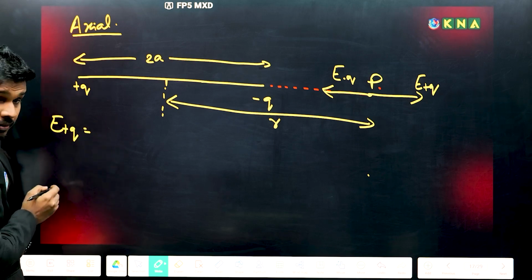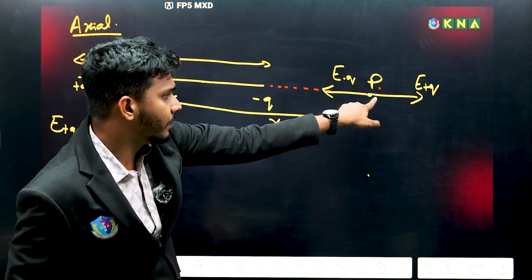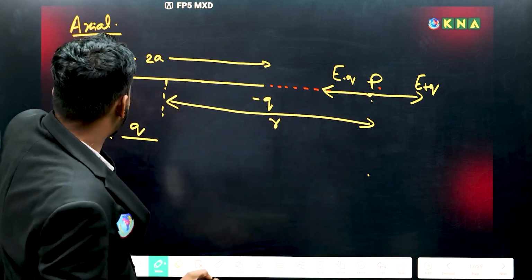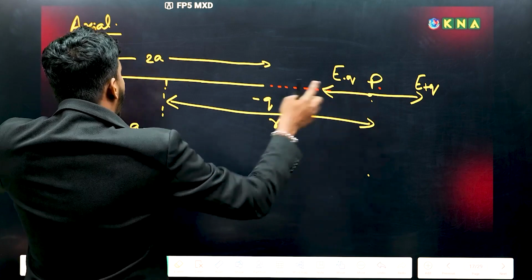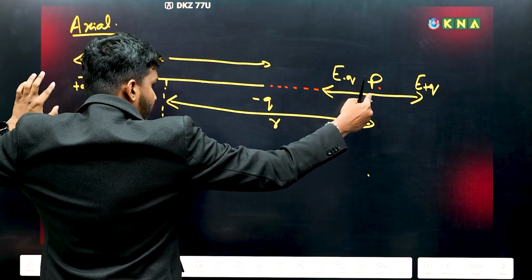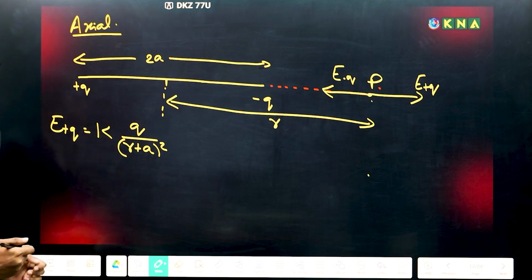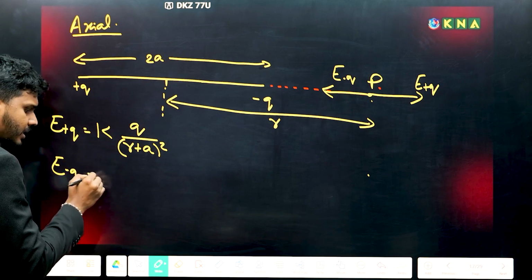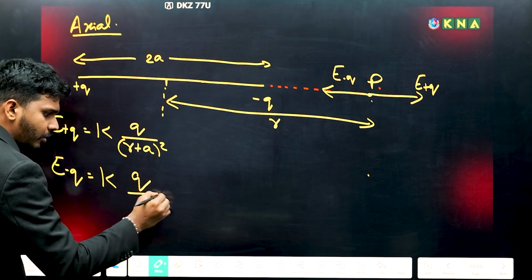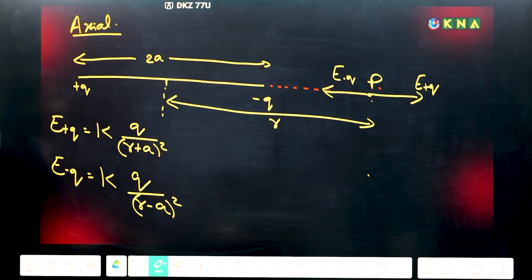What is E plus Q? E plus Q is equal to K into Q by the distance squared. From point P to the plus Q, what is the distance? The distance is R plus A, the whole square. This is E plus Q. What is E minus Q? E minus Q is equal to K into Q by R minus A the whole square. K into Q by R plus A the whole square and K into Q by R minus A the whole square are the electric fields.